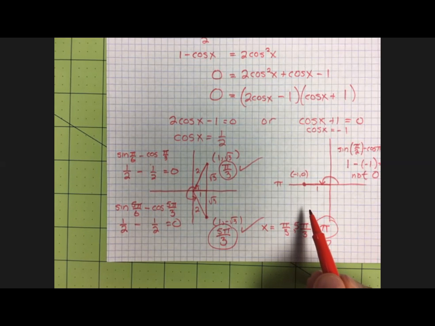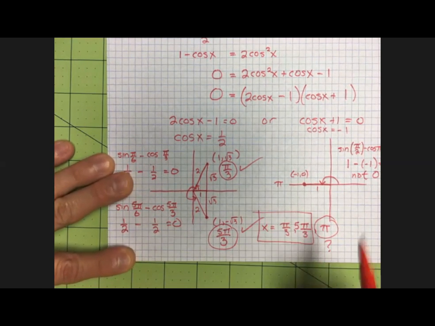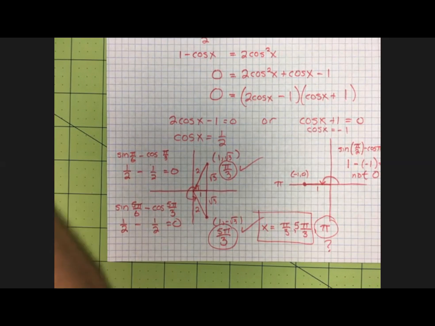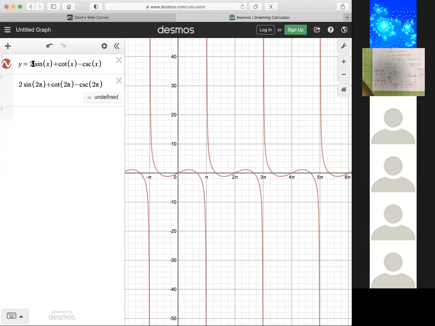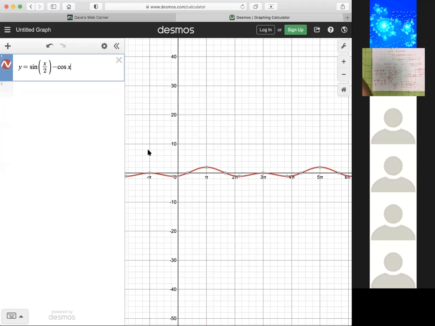Now let's go and get some visual confirmation of this. But it looks like my only two answers are pi over 3 and 5 pi over 3. Back to the calculator. Sine of x over 2, get my parentheses correct, minus cosine of x. I got this greatly expanded, right? So let's blow this up.